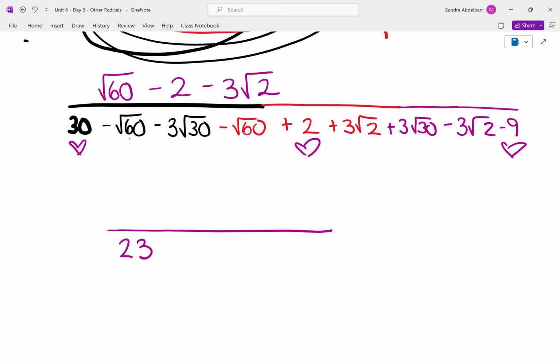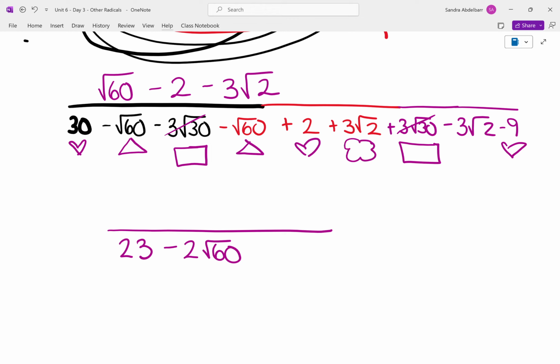Then I have a negative root 60 and then another negative root 60, which is a negative 2 root 60. I have a negative 3 root 30 and a positive 3 root 30. What happens there? They cancel right out. Then I have a positive 3 root 2 and a negative 3 root 2. What happens there? They cancel right out. In my numerator, I have root 60 minus 2 minus 3 root 2.